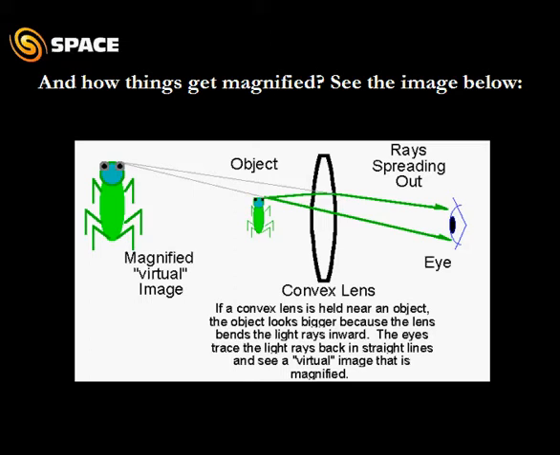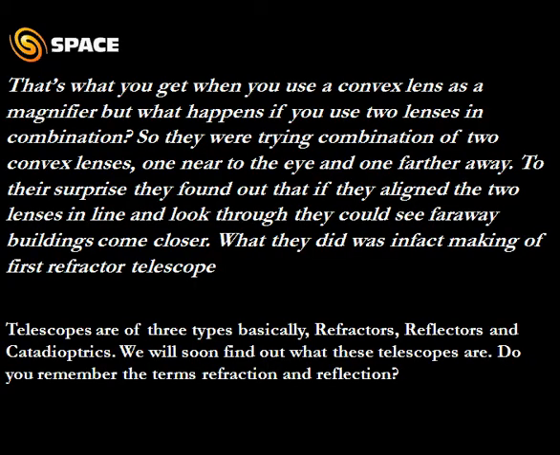And then how do things get magnified in the convex lens? You can see in the ray diagram over there. It's a very simple ray diagram in which the object is between the focus of the lens and the lens itself. So anything within the focal length will get an image which is magnified, and it's a virtual image. It's not a real image which you can have on a screen.